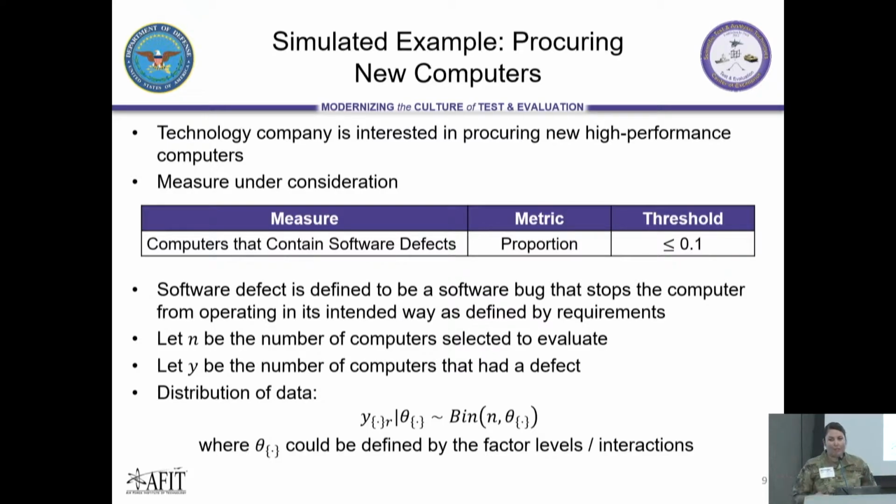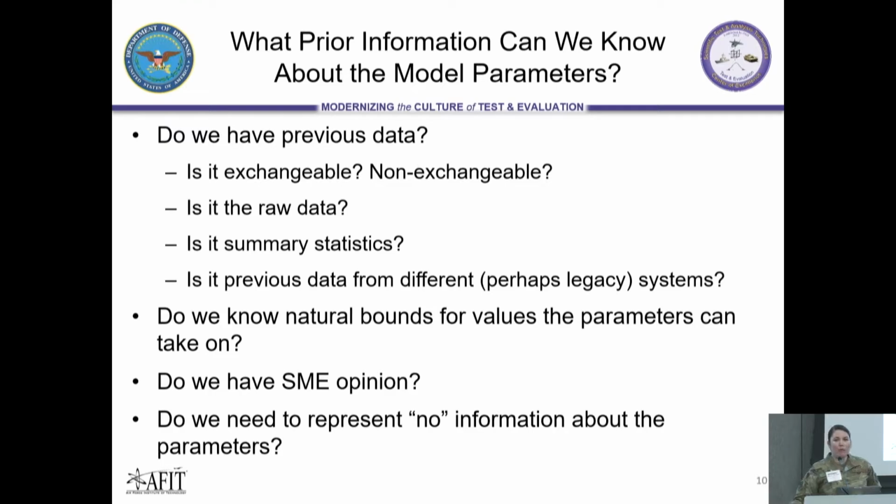So generally speaking, we have this computer. It has potentially some bugs. We test it under factor levels and conditions, and we want to make an assessment about theta, which tells me about the proportion of my computers that have this software defect. So as we go into testing, if we're under this construct, we're going to start thinking about what can we know about theta, or potentially the factor levels that make up theta.